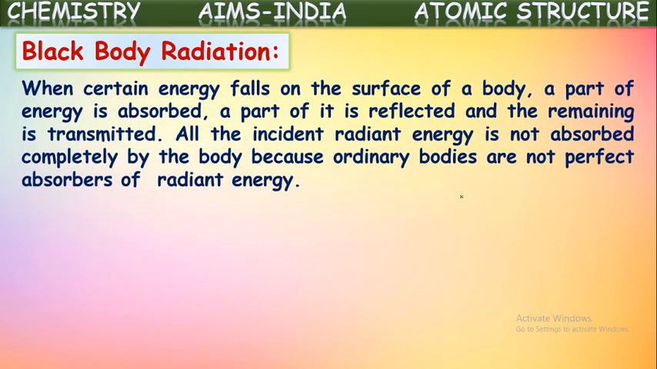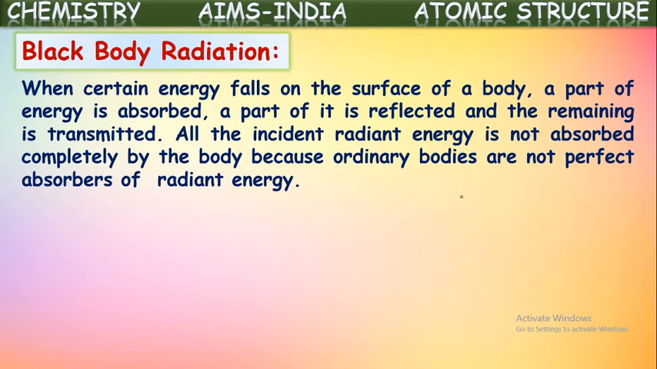So what is this black body radiation exactly? When certain energy falls on the surface of a body, a part of the energy is absorbed, a part of it is reflected, and the remaining is transmitted. All the incident radiation energy is not absorbed completely by the body because ordinary bodies are not perfect absorbers of radiant energy. So when a certain amount of energy falls on a body, what happens then?